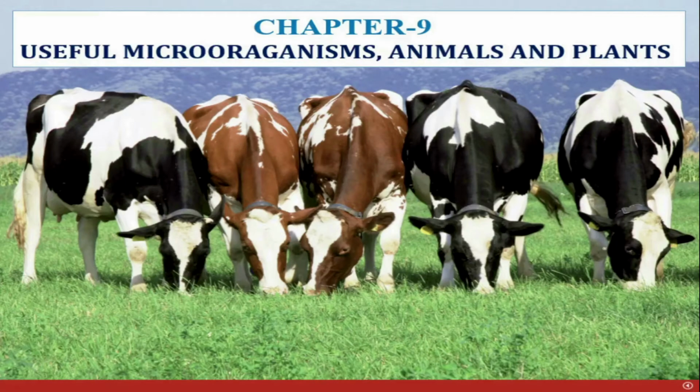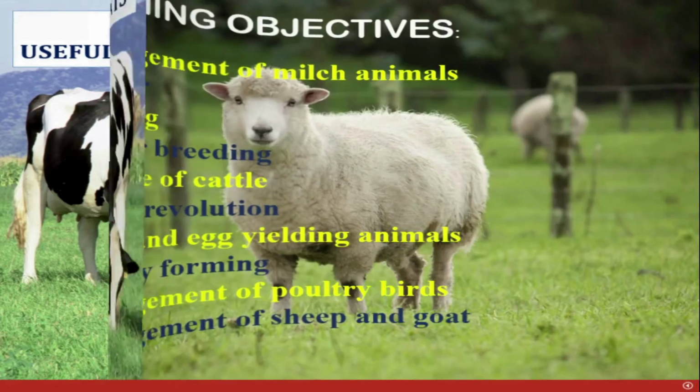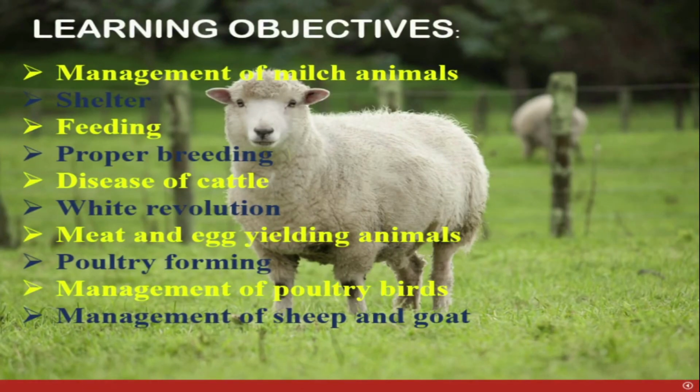Hi, I'm Balasmanian. In this video, we are going to see 8th Standard Biology, Chapter 9, Useful Microorganisms, Animals and Plants. In this lesson, we are going to learn about management of milch animals, shelter, feeding, proper breeding, disease of cattle, white revolution, meat and egg yielding animals, poultry farming, management of poultry birds, and management of sheep and goat.